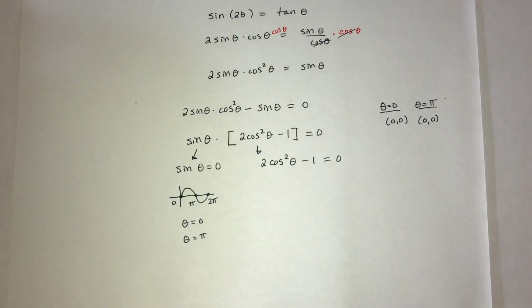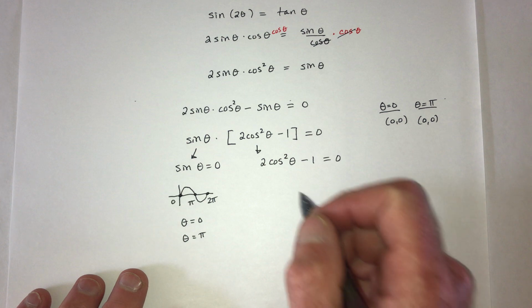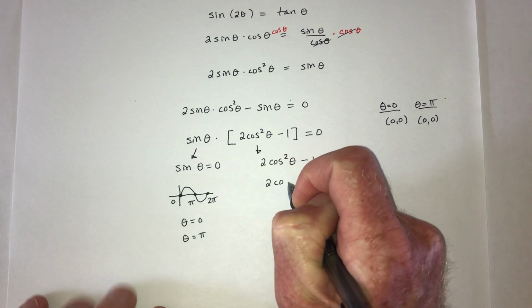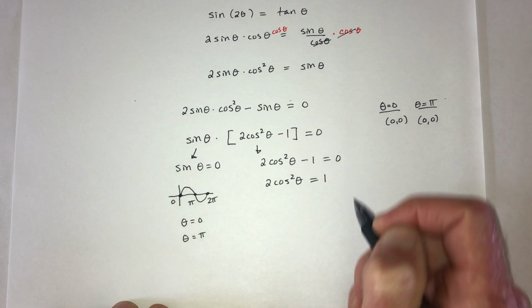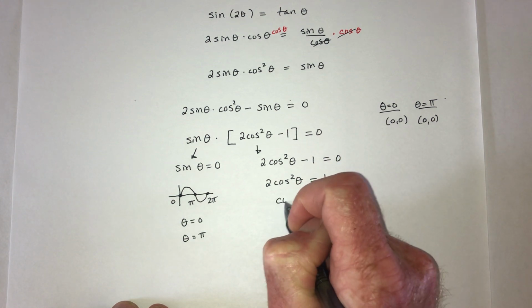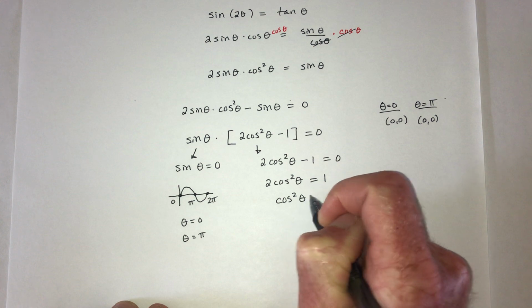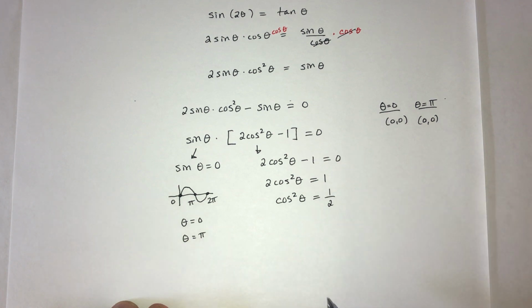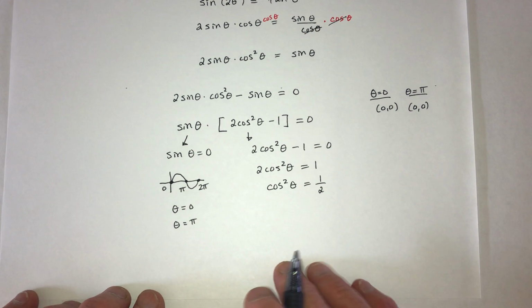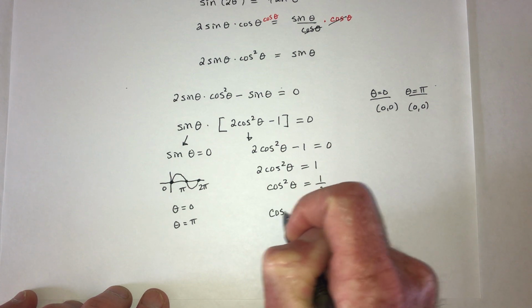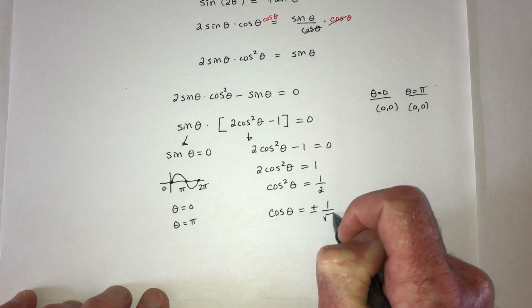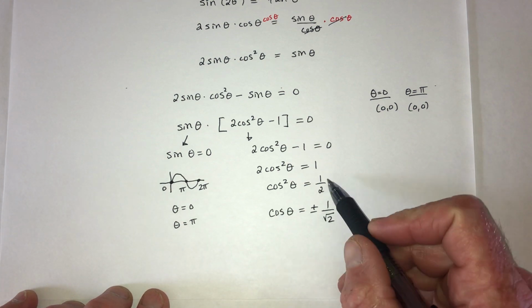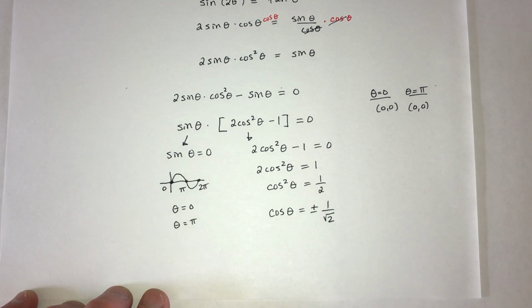All right, now to finish it up, we just need to finish this. So add 1 to both sides. It'll say 2 cosine squared theta is equal to 1. Then divide both sides by 2. So now it equals 1/2. Then take the square root of both sides, making sure that you put plus or minus the square root. And the square root of 1 is 1, so it gives us plus or minus the square root of 1 over 2.